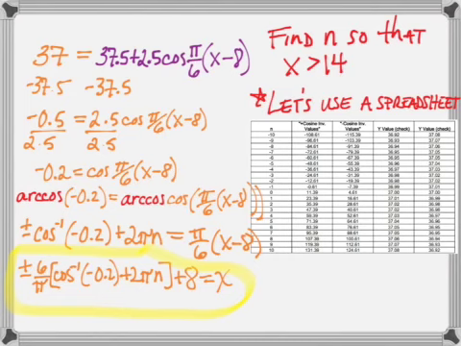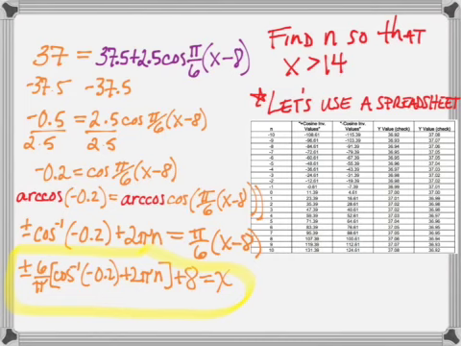So what I did is I let n go from negative 10 to 10. And then I looked at the positive cosine inverse values. I looked at the negative cosine inverse values. And then I had a check. I wanted to know that if I put this number into this, that I get 37 out. And I didn't get 37 out, but I got really close.